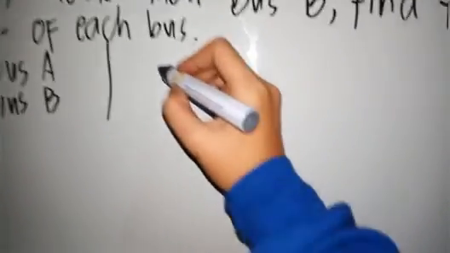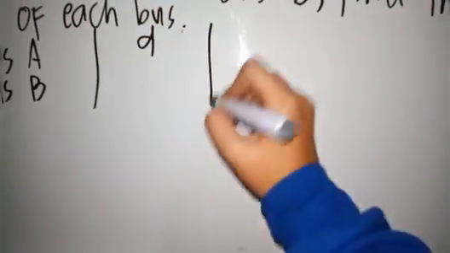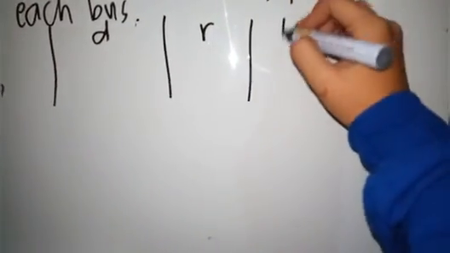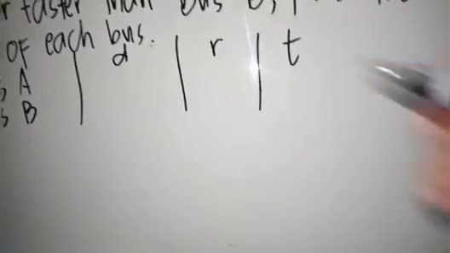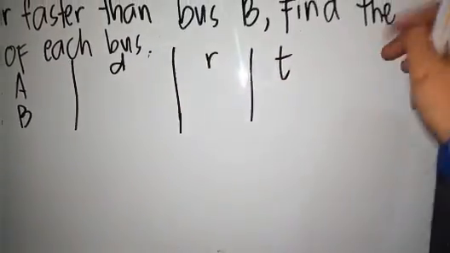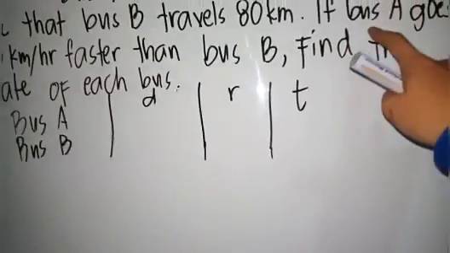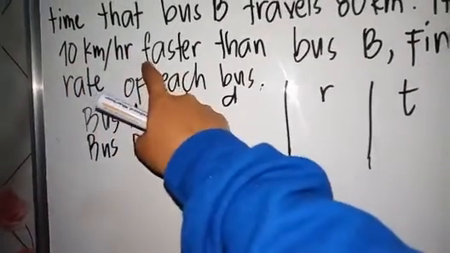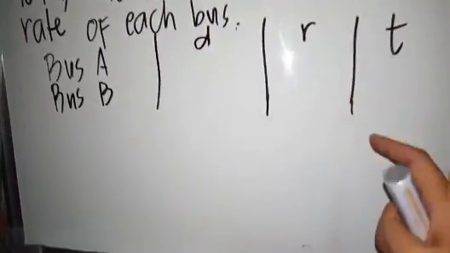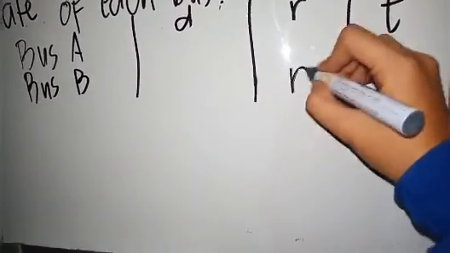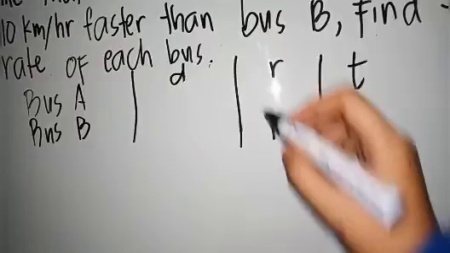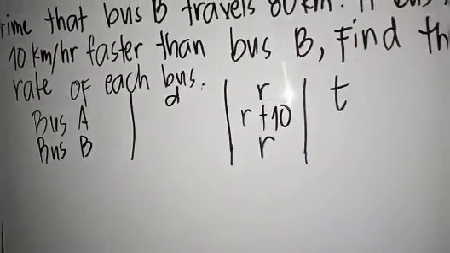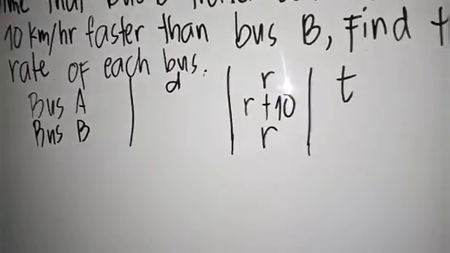Then, ilagay natin dito yung distance. Dito yung ating rate. Then, dito yung ating time. So, since sinabi dito yung rate ng ating bus A, which is yung bus A daw natin is goes 10 km per hour faster than bus B, ilalet R natin as the bus B. Then, magiging R plus 10 kasi nga mas mabilis daw siya ng 10 km per hour.